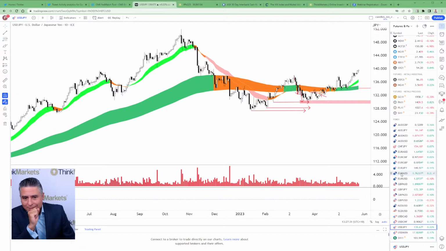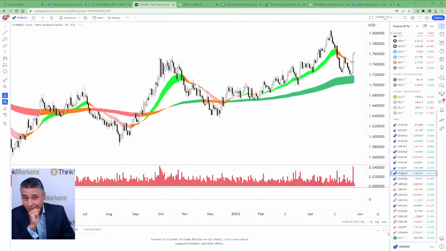Some of the other ones that popped up during the week, quite literally, some of the crosses against the New Zealand dollar, they got a big boost. So generally when you see big white candles like that, I think you can go with them. So on notice for, say, the Euro New Zealand dollar, and I'm talking about potential longs here.